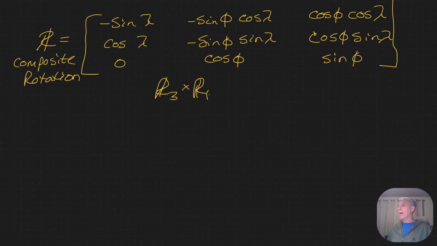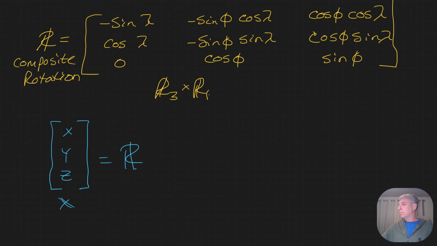So again, let's see, I'll change colors here. So we have our solution, which is X, Y, Z, or our X vector, is equal to R times our ENU, which are the coordinates we want to recompute, plus T prime.